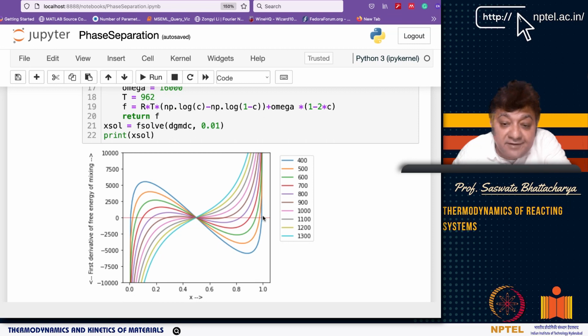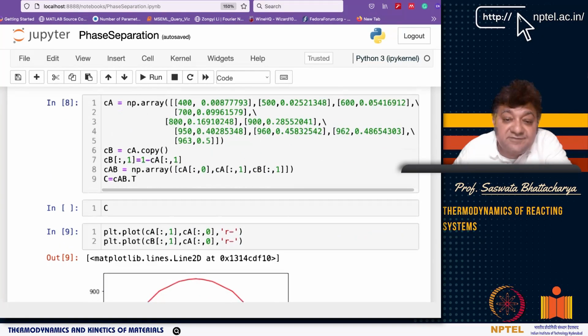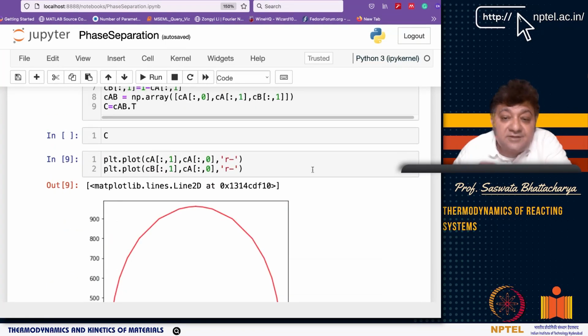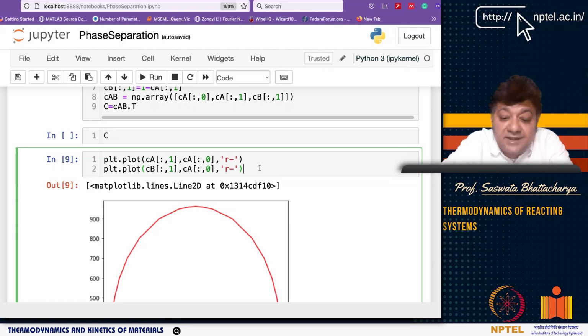Wherever it intersects the x-axis, that is the solution. F prime x equal to 0 is the solution. These points are the solution. So you can see at high temperatures you have only one intersection, while at low temperatures you have one here, one here, and another here, corresponding to the maximum and the minimum.